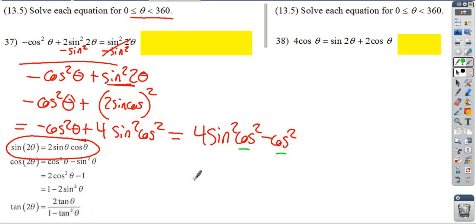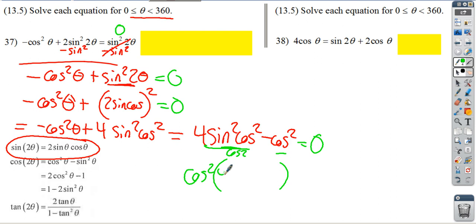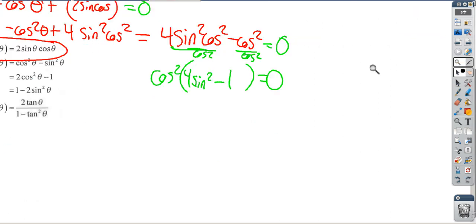So, by the way, this whole side is equal to 0, so I should have been putting equals 0 this whole time. But this is still equal to 0. So now let's factor out a cosine squared. See what's left behind. If we divide this thing by cosine squared, we'd be left with 4 sine squared. If we divide this thing by cosine squared, we'd be left with minus 1. So now the question is, how do we make this equation equal 0? Well, there's 2 ways that could happen. Cosine squared of theta could equal 0, or 4 sine squared of theta minus 1 could equal 0.